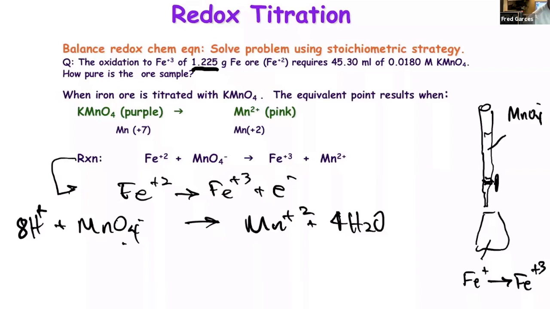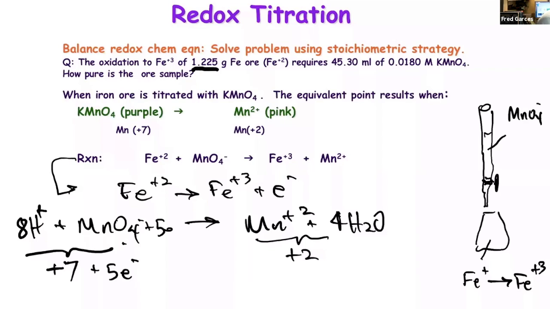The last step is to balance the charge. I've got a positive 8 on this side, a positive 7 on this side, and a positive 2 on this side. The only way I can balance charges is with electrons. I can always bring the charge down, but I can never raise it, because electrons are negatively charged. So I need to bring 5 electrons here. 5 electrons and positive 7 gives a positive 2 on this side. So I'm going to put 5 electrons here. Once I do that, everything should be balanced.